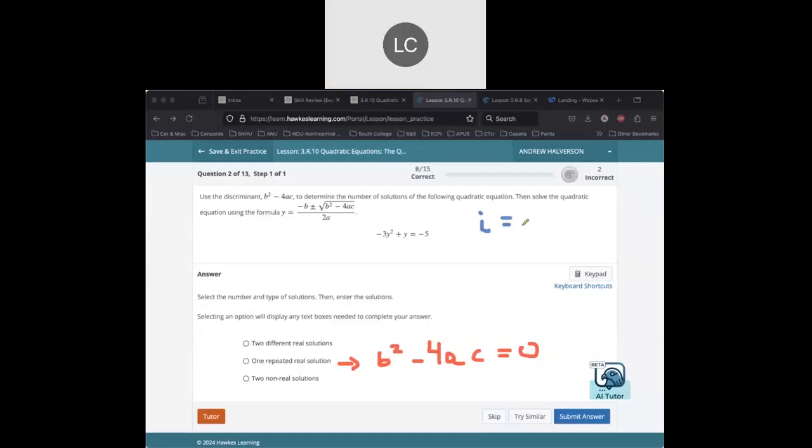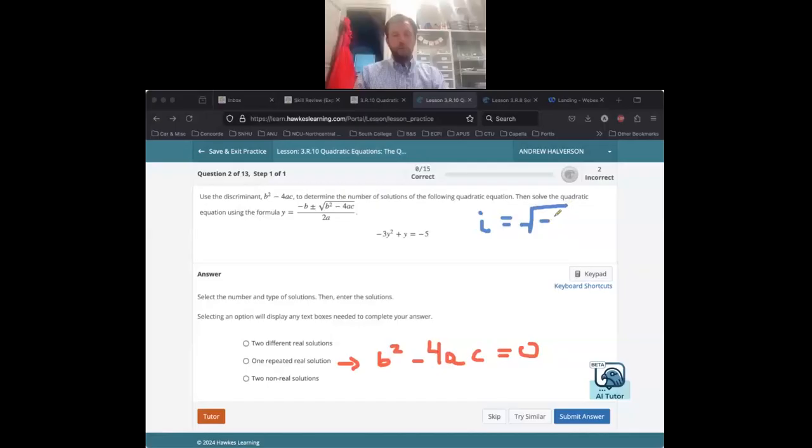Negative 1. Close. Sorry. Remember I is the square root of negative 1. So complex numbers are situations where you have a square root of a negative value. Okay? So complex, imaginary, not real is a situation when your discriminant, b squared minus 4ac, is what? Negative, which means it's less than 0. Less than 0. Because that's what this is. That's less than 0.